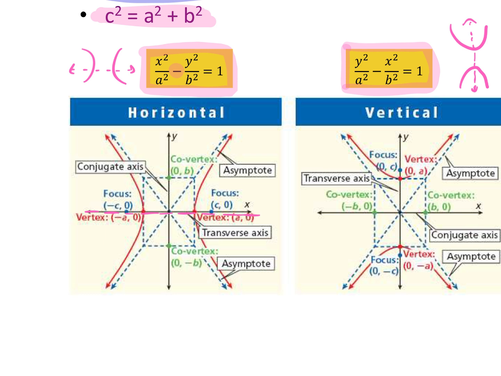So I said on the last page, A is the distance from the center to the vertex. C is the distance from the center to the foci. B is the distance from the center to the co-vertices, but notice how our co-vertices aren't really on our hyperbolas.